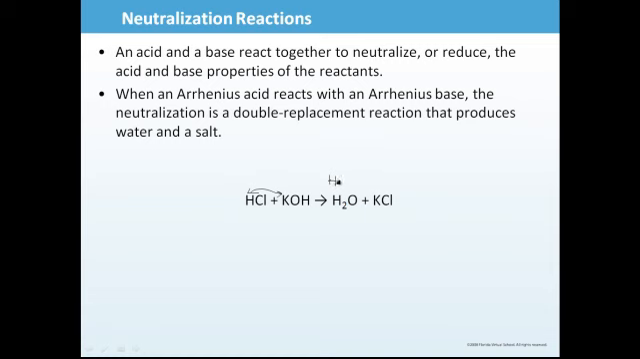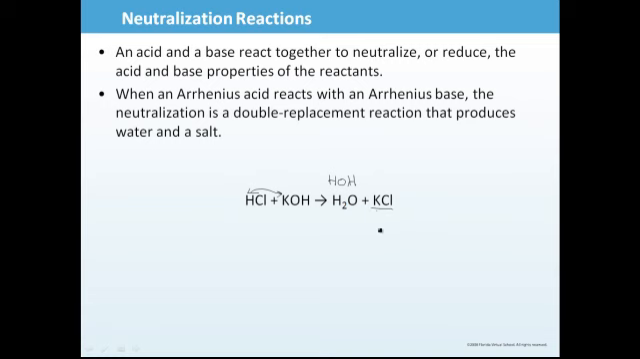Okay, so we have HOH, which again we usually write as H2O. And then we have the K combining with the Cl. So again the K just swaps positions. The K now is over here with the Cl, and that H is now over here with the OH. So these are our two products. We have water and we have a salt. In this case, our salt is potassium chloride.